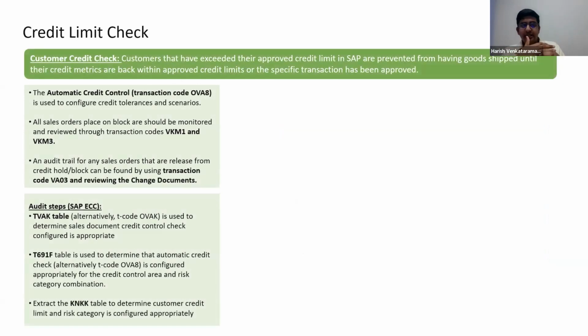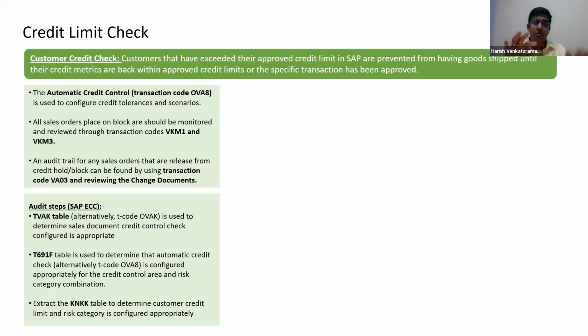So this is something we should be wary of when looking at the controls in the order to cash process. The next one is the credit check. As we all know, customers can be configured with a credit limit check. SAP has a wonderful feature for automatic credit control, wherein customers are grouped, credit risk areas are defined, and credit groups are defined.